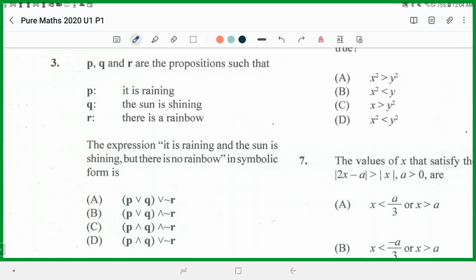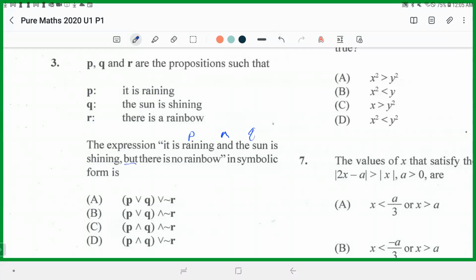It says, it is raining. So it is raining is P. And it's conjunction, and the sun is shining. So that's P and Q.